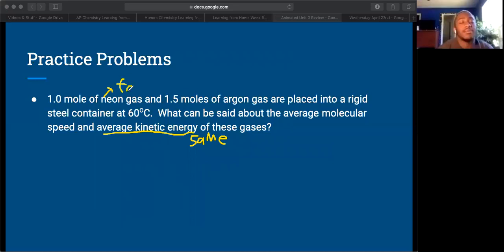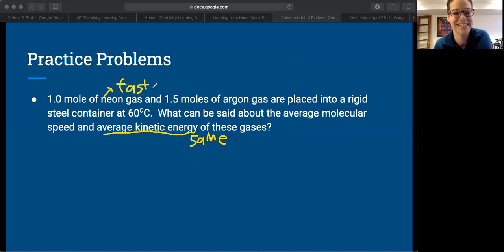Is it because at the same temperature the average kinetic energy is the same? Yes. All right. So this fact here is what tells you that these are the same. And we know neon is faster because it's got a smaller molar mass.